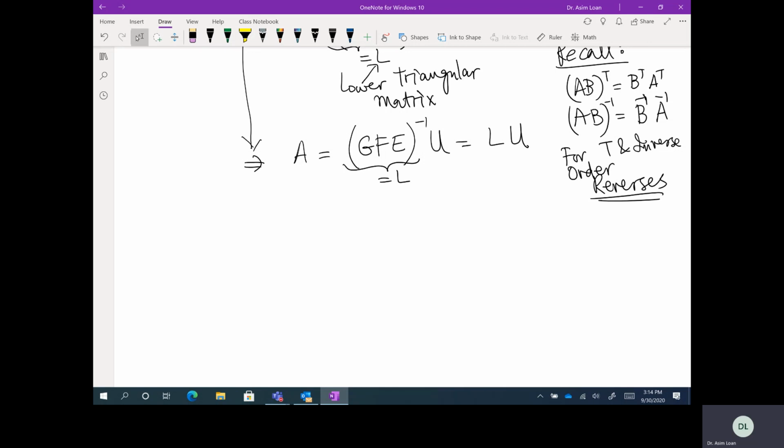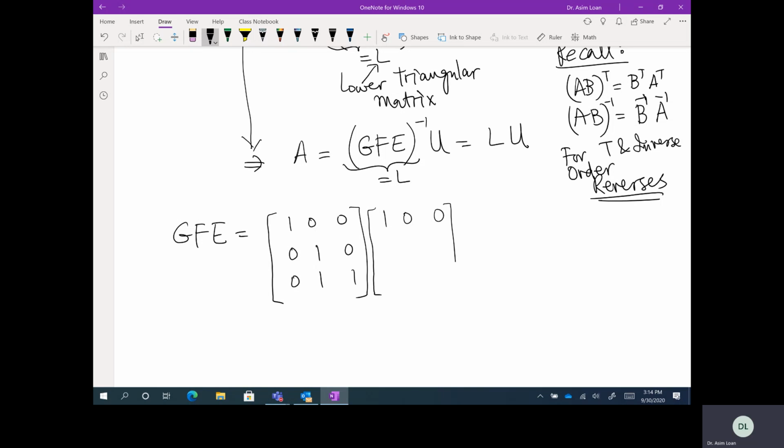So let's find GFE and then we'll stop here. So G times F times E equals, so G is 1 0 0, 0 1 0, 0 1 1, F is 1 0 0, 0 1 0, 1 0 1, because first row is never changed, and E is 1 0 0, minus 2 1 0, 0 0 1.